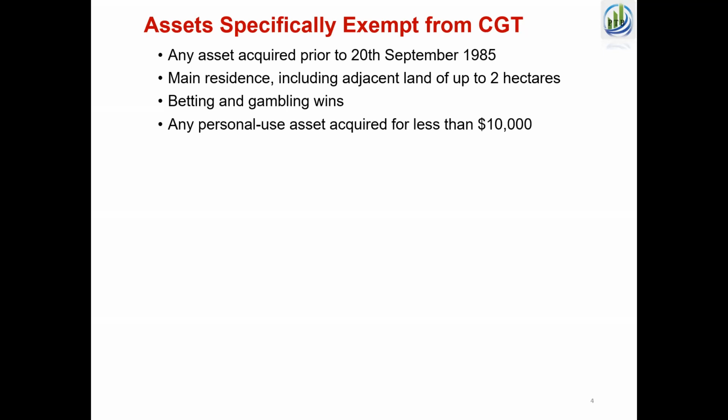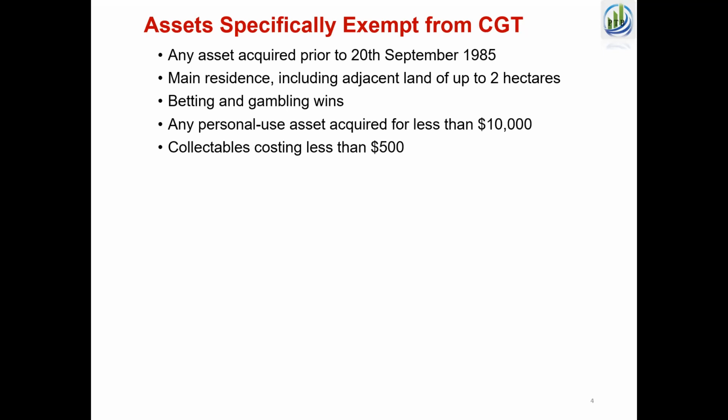Any assets less than $10,000, you don't need to include in the capital gain. The same rule is applicable to collectibles. If you purchase anything less than $500, for example, a drawing for $400, and you sell it after 20 years for $40,000, there is no need to pay the capital gain because your purchase price is less than $500.